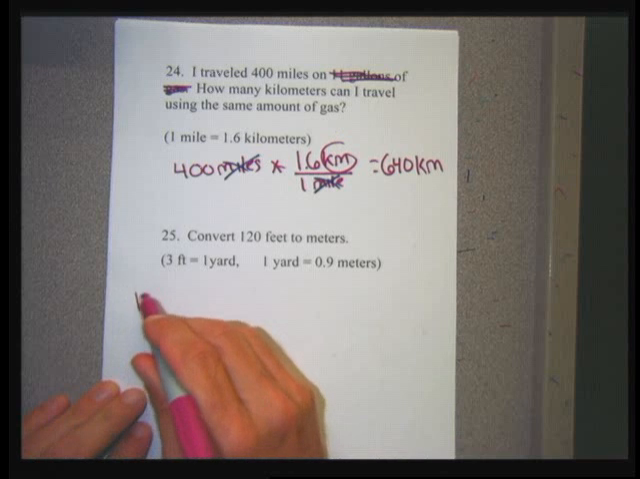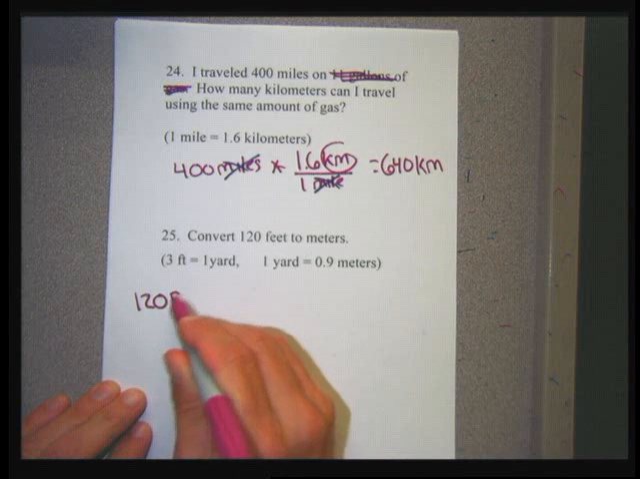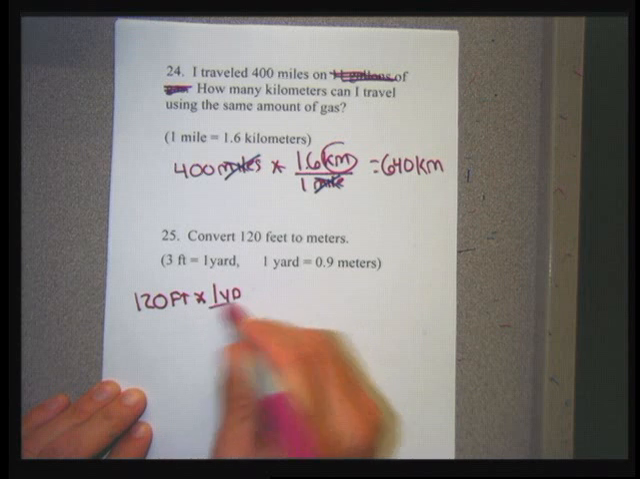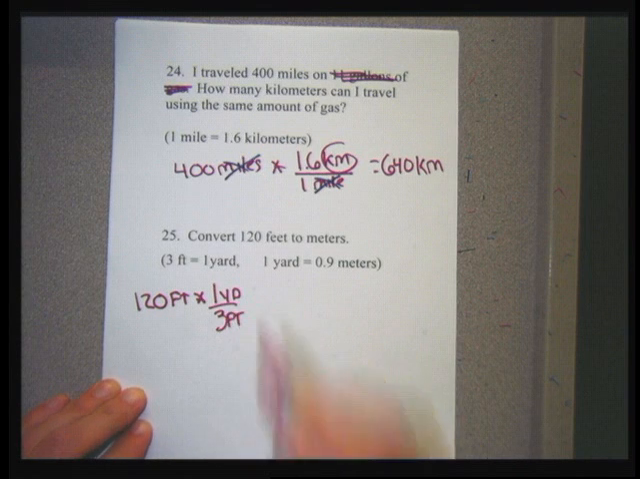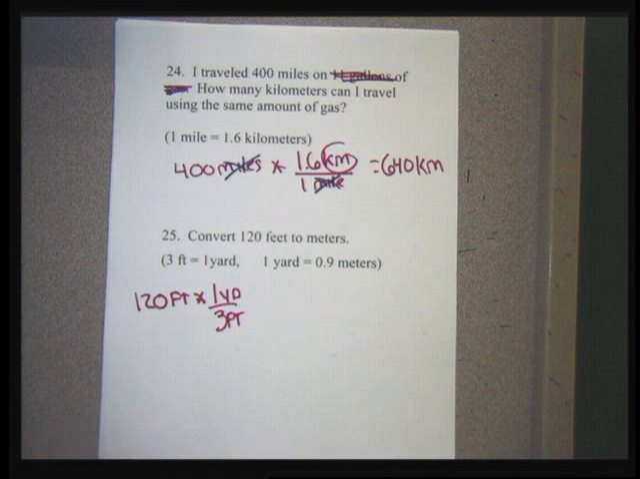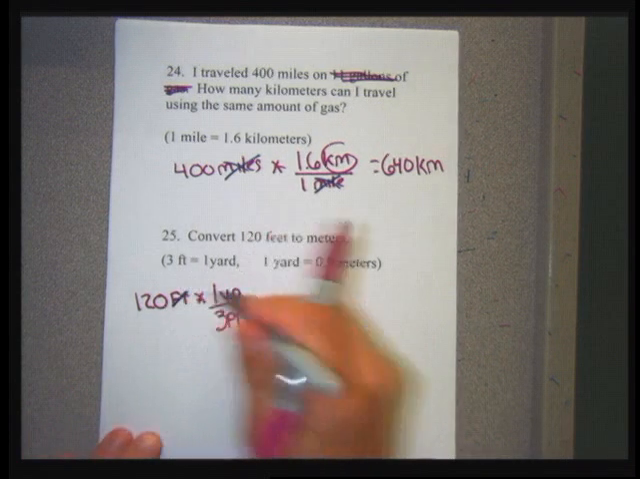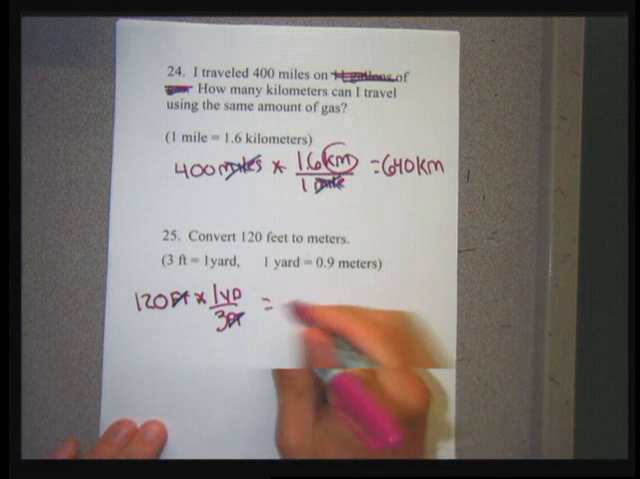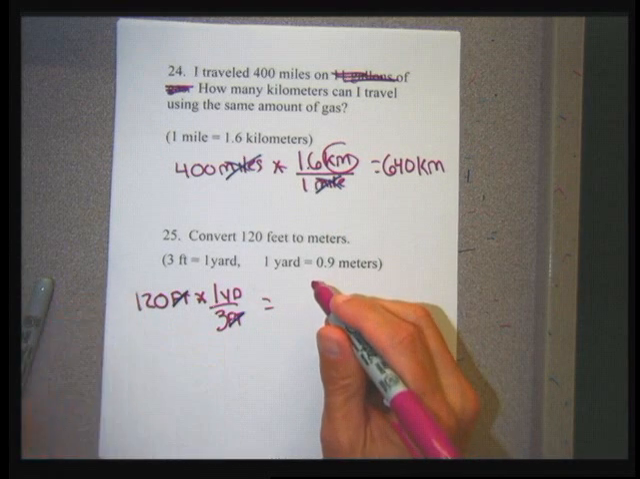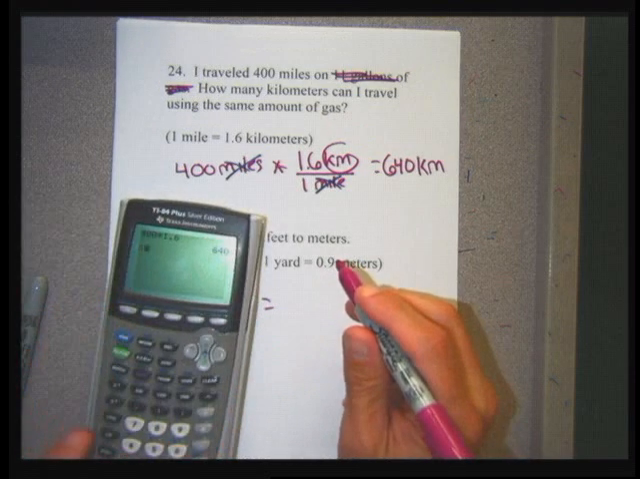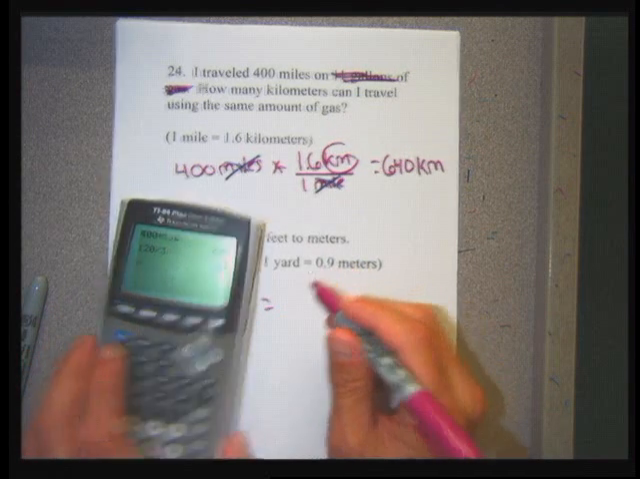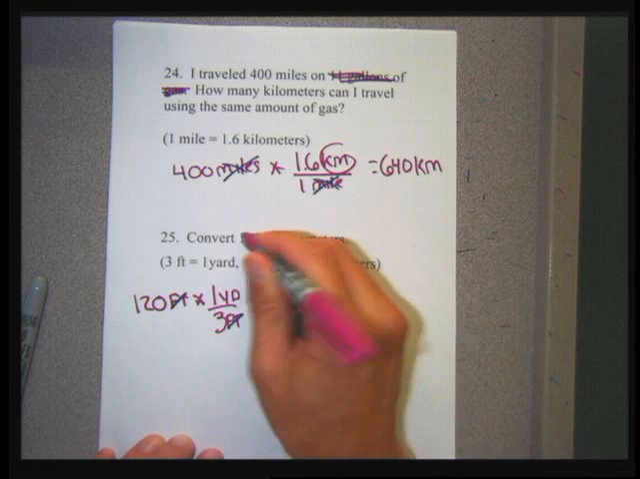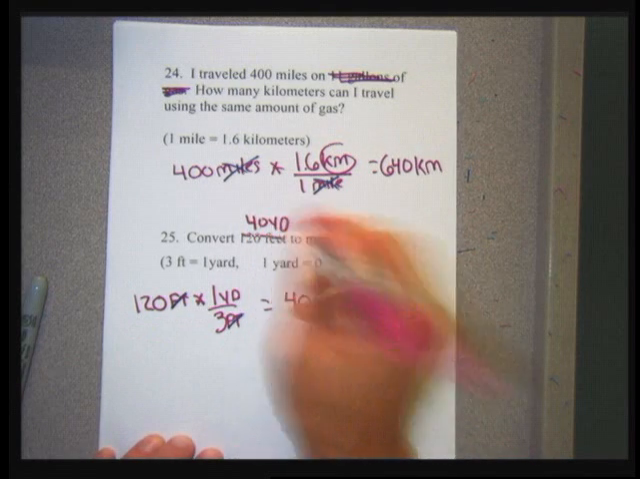So I'm going to take my 120 feet and change it into yards, because I know that 1 yard is 3 feet. I want yards. I want to get rid of feet. I put feet in the denominator, yards in the numerator. My units when I do this are going to be yards. And because the 3's low and the 120 is high, I divide 120 divided by 3 and get 40. So what I'm really converting is 40 yards to meters.